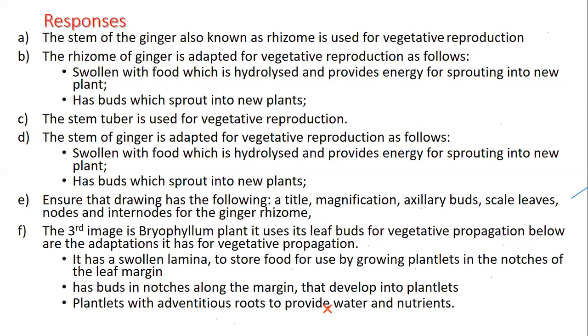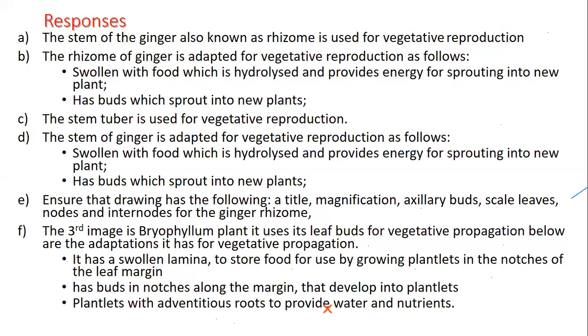Then you can talk about the buds. It has buds. You can call them axillary or terminal buds, but even just saying it has buds is good enough. But that is not enough. It has buds which sprout into new plants, okay? It has buds which sprout into new plants. So you tell us that it has this that does that. It has this so that it does this. So that is how the answering comes. You describe that structure, okay?